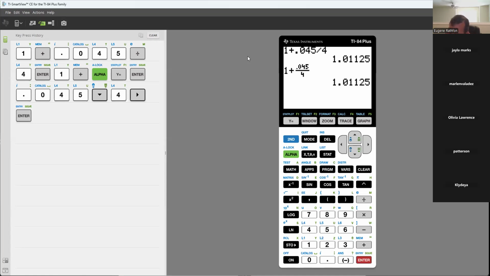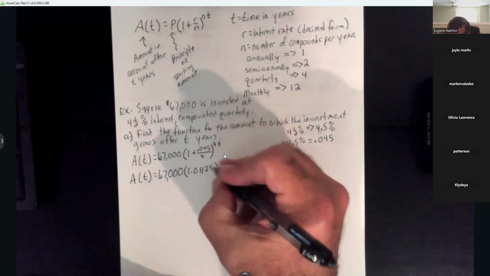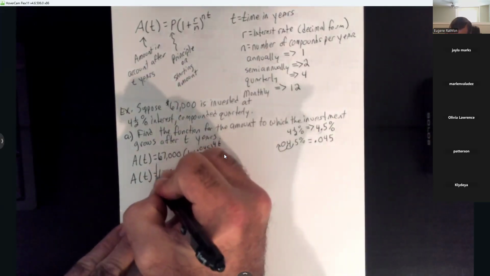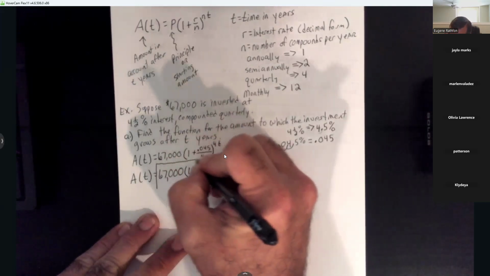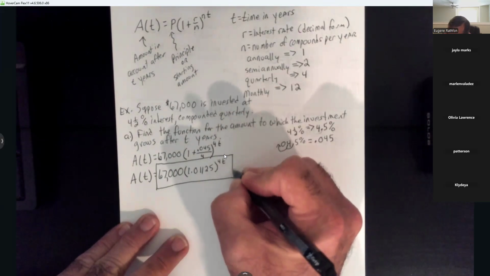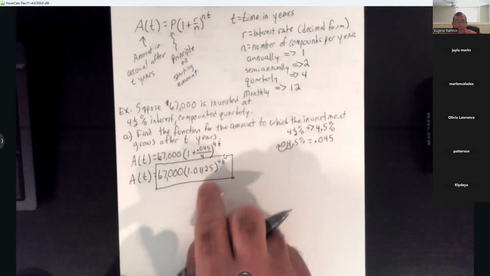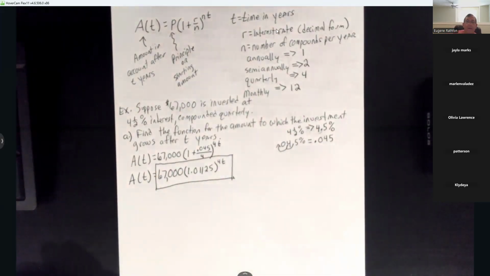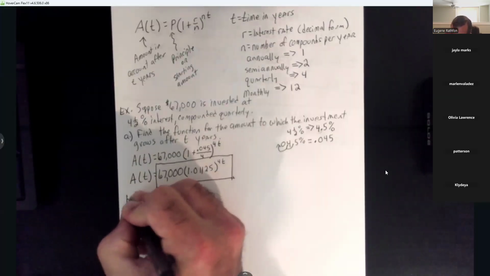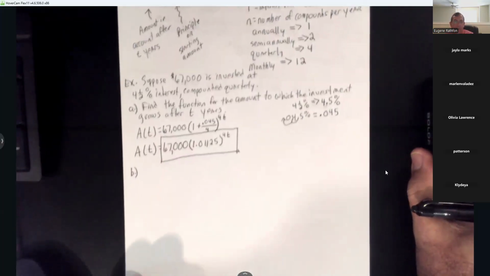So you've got to write that out as 1.01125, and then bring in my 4t. Y'all, this right here is what MathLab wants for that answer, okay? So let's go back to the MathLab. Whoops, I ain't doing this on MathLab, am I? All righty, so that was A. So B, let's see what they wanted for B.